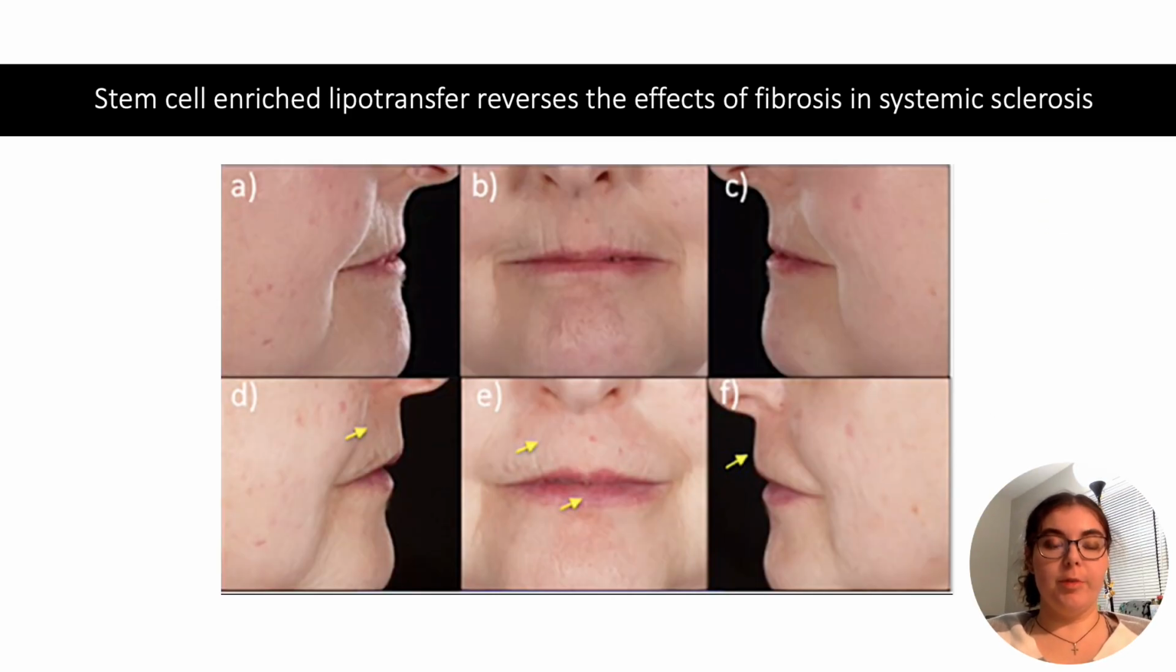This figure is from the paper Stem Cell Enriched Lipotransfer Reverses the Effects of Fibrosis in Systemic Sclerosis, and it shows more of the aesthetic side of stem cell medicine. This figure specifically shows the improvement in vertical furrows and soft tissue bulk after the stem cell enriched treatment. This shows the potential for stem cells to aid in the healing process of cosmetic procedures and further emphasizes their importance in regenerative medicine as a whole.